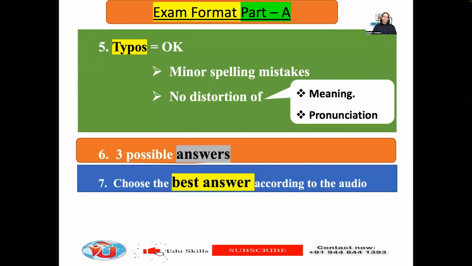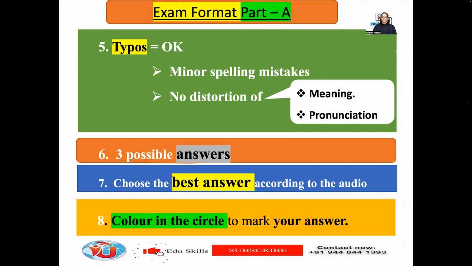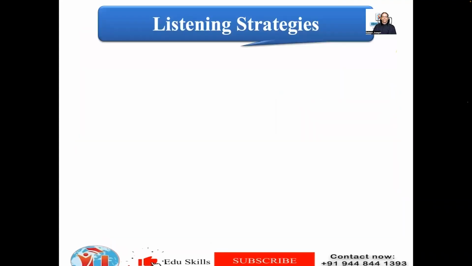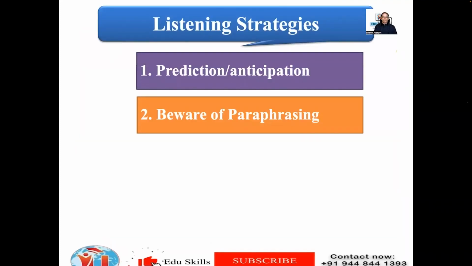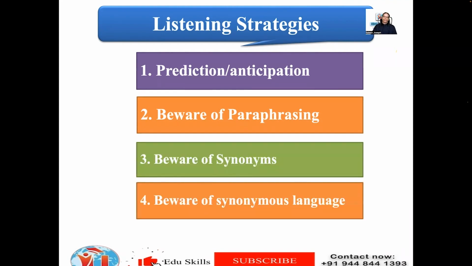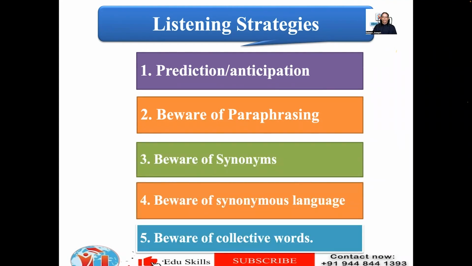With three possible answers, you have to choose the best answer, not just a right answer, the best among the three. One or two may be exactly the same as right answers, but you have to choose the best answer, and color in the circle to mark your answer. Listening strategies: prediction or anticipation. Second, beware of paraphrasing, beware of synonyms, synonymous language and collective words. Normally, if you know how to predict and if you know paraphrasing, most of the things will be sorted out.